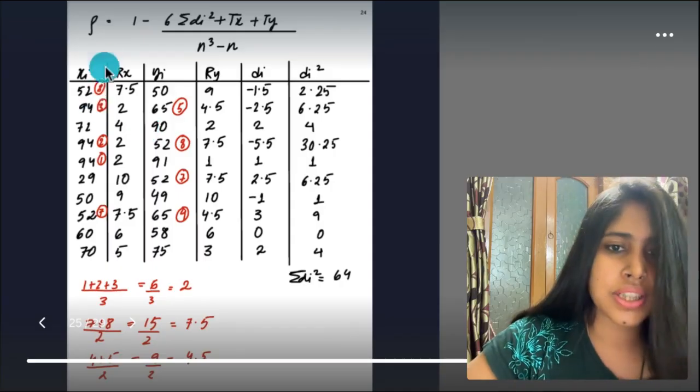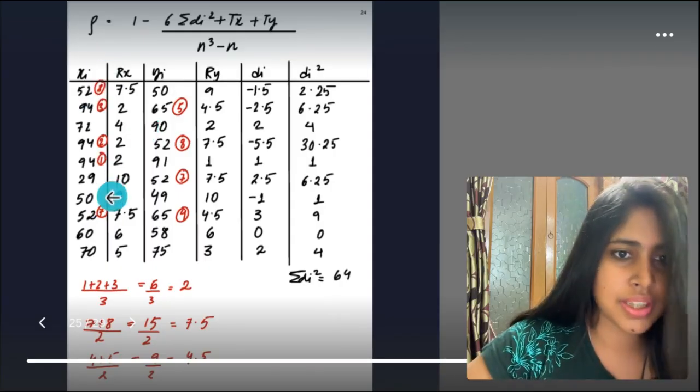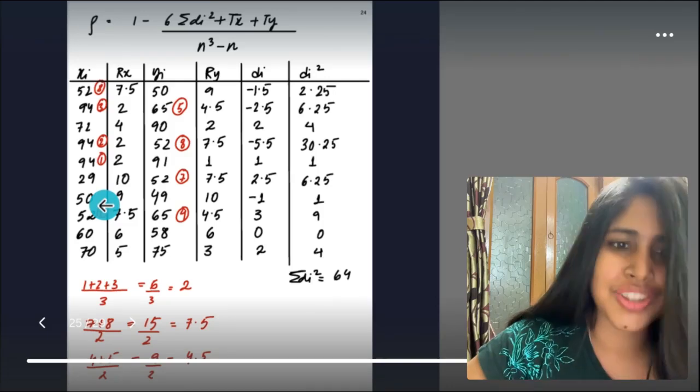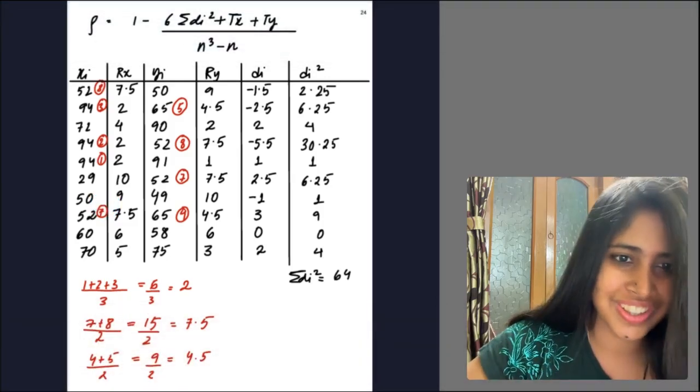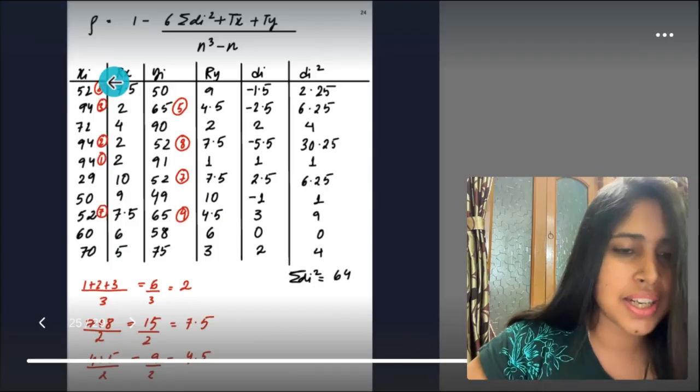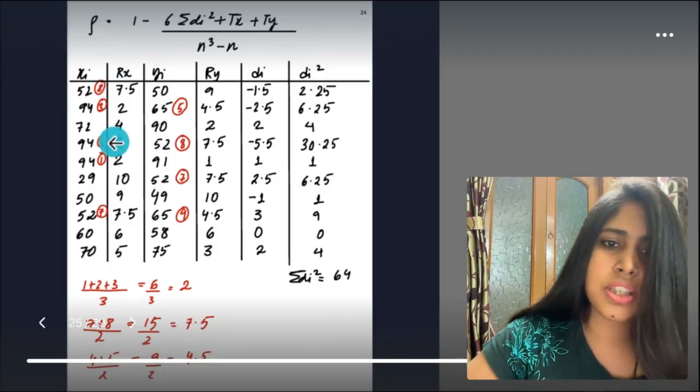Okay. Now see, these things which I have written in red color are not to be shown in the fair copy. You need to do this with pencil and then erase it. Okay. This is something to be done in rough work. Now see, this is the fourth rank.